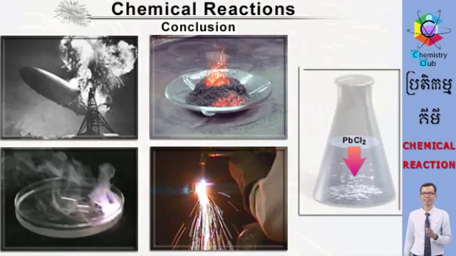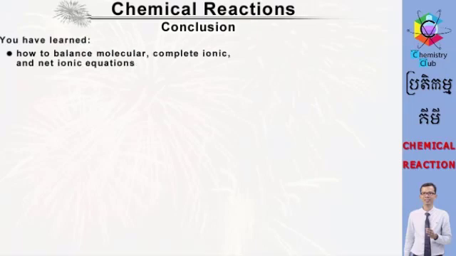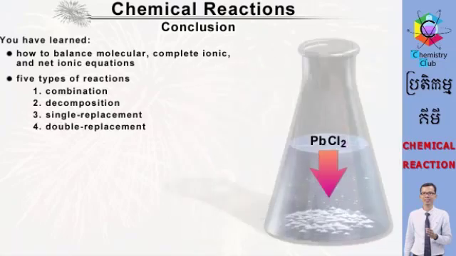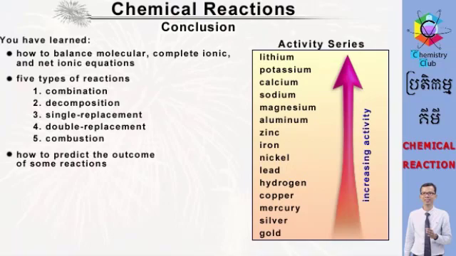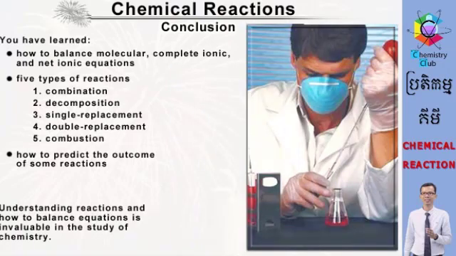This completes your introduction to chemical reactions. You've learned how to balance equations and write equations in the molecular, complete ionic, and net ionic forms. You have also learned about 5 types of reactions: combination, decomposition, single replacement, double replacement, and combustion. In addition, you have developed methods of predicting the outcomes of reactions by using the activity series or by determining the products of a double replacement reaction from the solubility chart. Understanding the various types of reactions and how to balance equations will be invaluable throughout your study of chemistry.